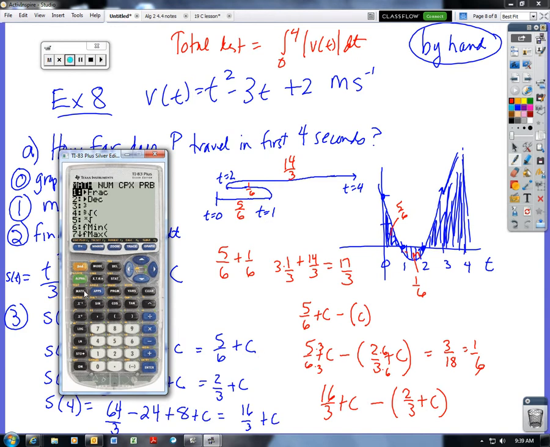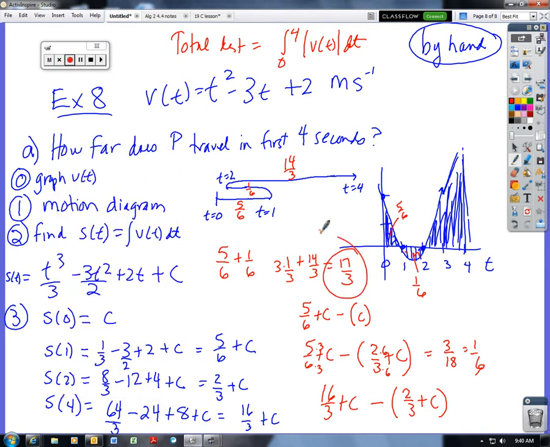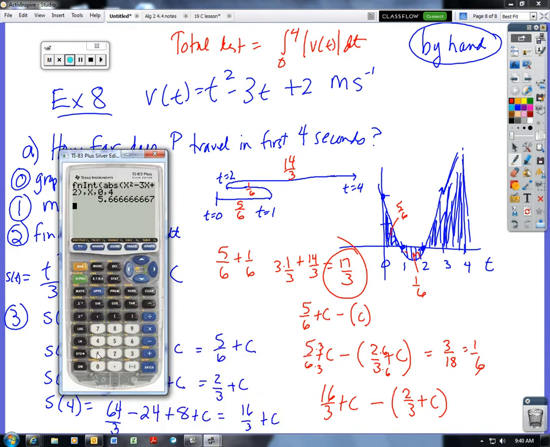Okay, math, num, abs, v is t squared minus 3t plus 2, close, comma, x, comma, 0, comma, 4, enter. That's 5.6667. And then, what did I say the answer was? 17/3. So that would be 17 divided by 3. Oh, hey, 5.6667. So I didn't make any dumb mistakes.